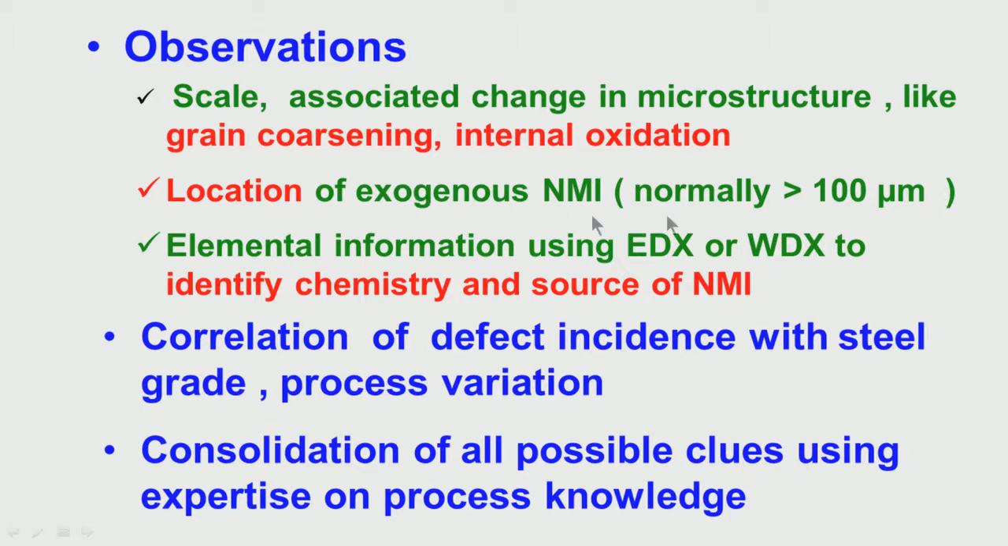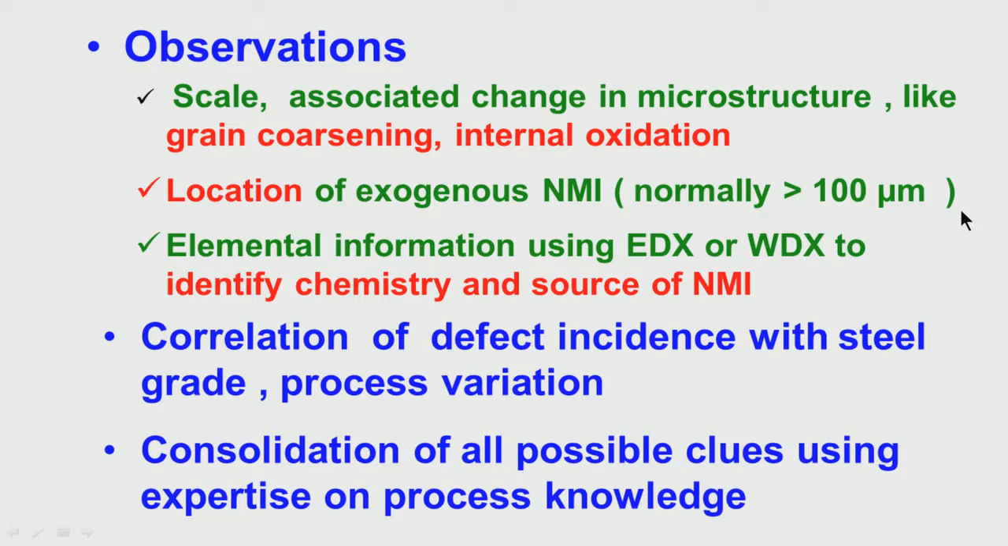So what is the location of the inclusions? Again, this is very important. If the genesis of the crack is a large inclusion, an exogenous NMI, then that crack and that NMI are normally found together. That means the crack has started forming at the location of the big exogenous non-metallic inclusion. So the location of the inclusion, whether it is away from the defect or near the defect, again that is important.